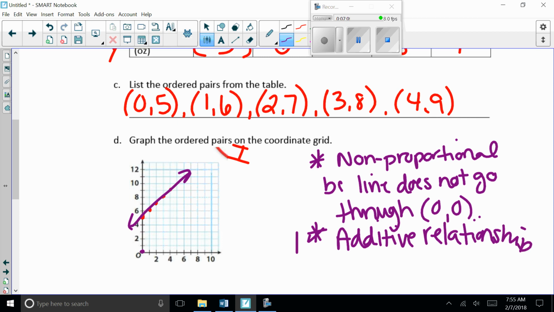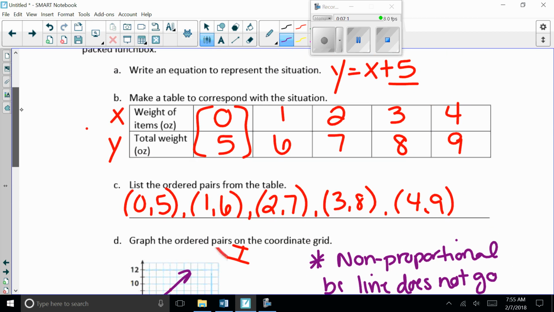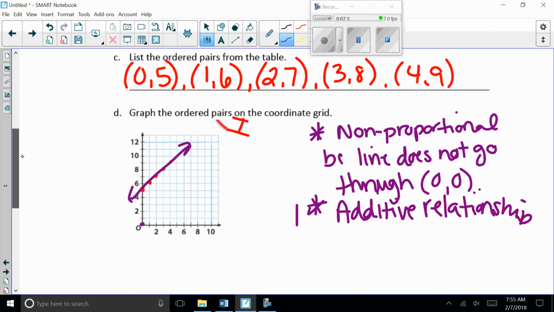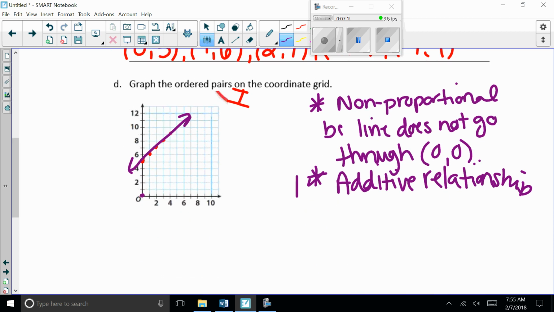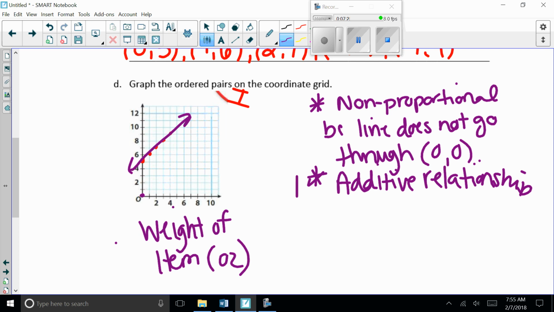Let's come back over here and graph our labels. We know it's the weight of the item and the total weight. So my x-axis across the bottom is going to be weight of item in ounces. And the y-axis is going to be my total weight, again in ounces. Okay, all right, let's go to our last page.